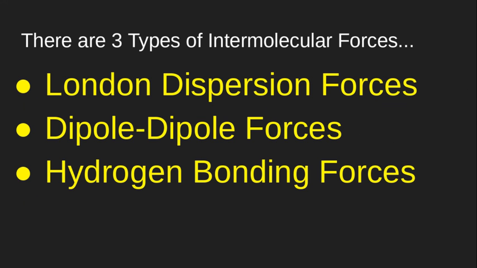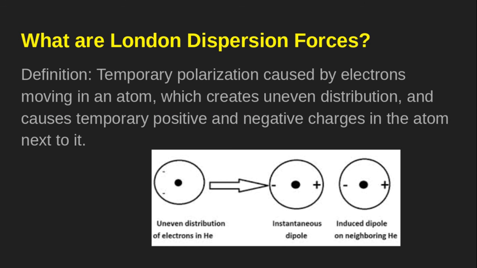So now that we've learned what intermolecular forces are, let's learn about the three different types: London dispersion, dipole-dipole, and hydrogen bonding. First, London dispersion forces are created when there is a temporary uneven distribution of electrons within the atoms. This means that more electrons are pulled to one side of the atom, which creates a negative end where more electrons are concentrated, and a positive side where fewer electrons are.